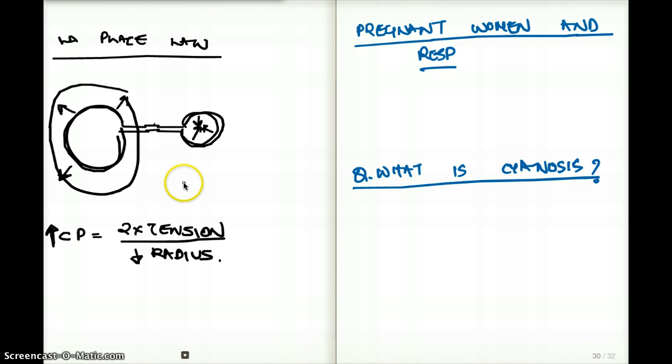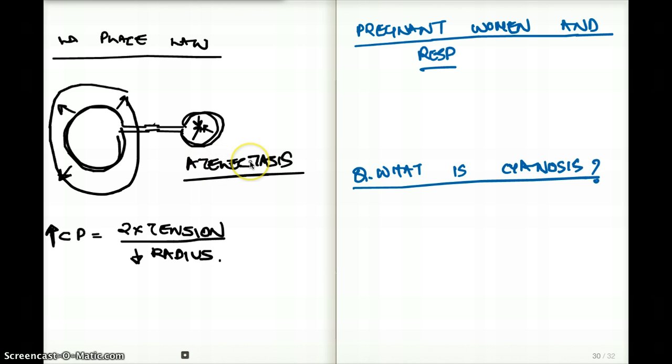Same thing is going to happen in a newborn. If there is no surfactant, they cannot inflate, and there is atelectasis. Okay, so that's just a continuation of our Laplace law.